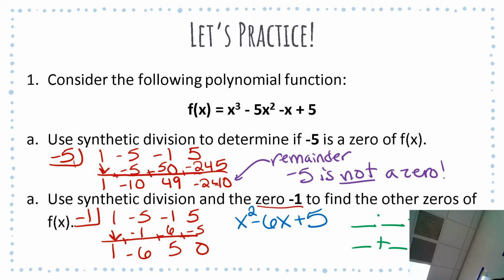Kenna? -5 and -1? Yeah, I agree. So it'll be x minus 5, x minus 1. All right, so what are my 2 other zeros for this one? +5, +1.